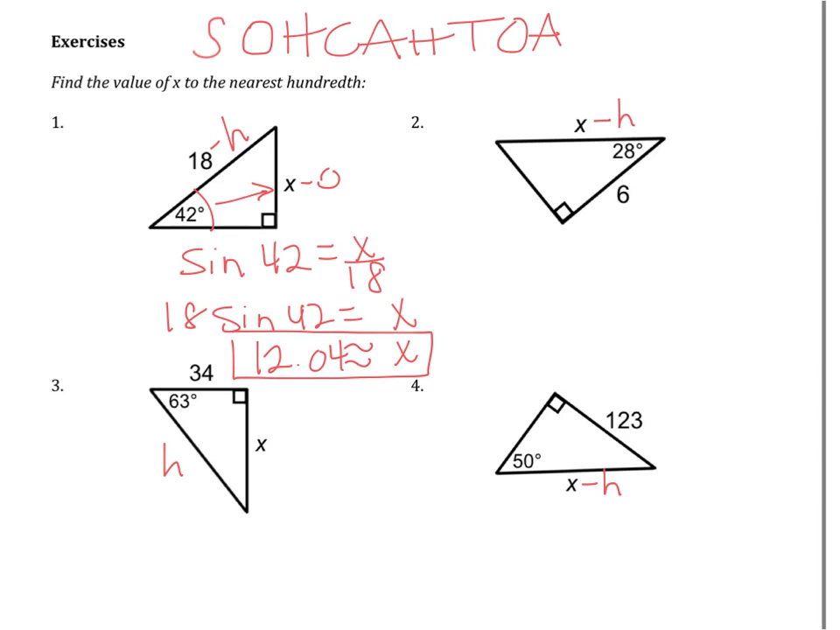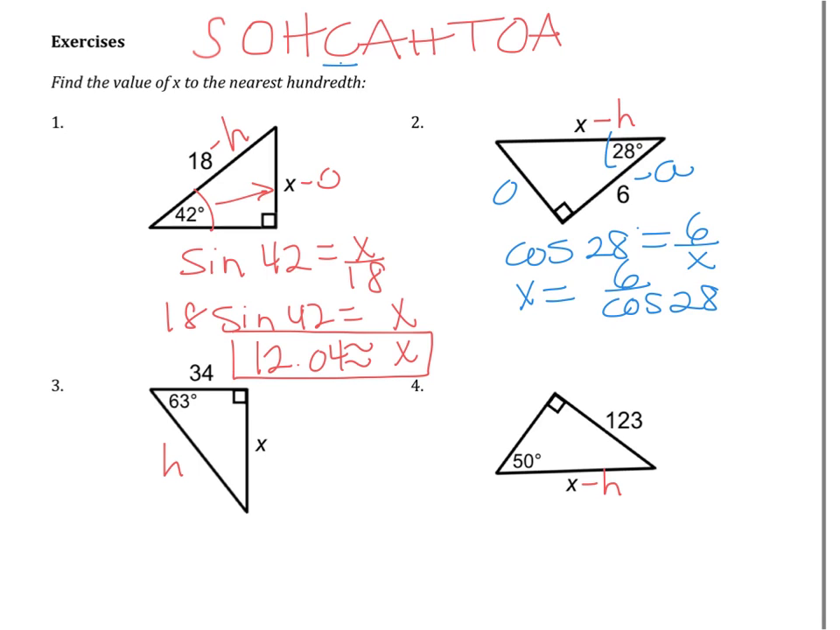Okay, looking at number 2, I'm looking for the hypotenuse. Here's my angle. The side opposite the angle is here, so the only one that's left is the adjacent. The function that uses the adjacent and the hypotenuse is the cosine function. So cosine of 28 degrees is equal to 6 over the hypotenuse x. Since x is in the denominator here, what I'm going to do is switch x and cosine of 28. In cross multiplication, that's what you would end up with.